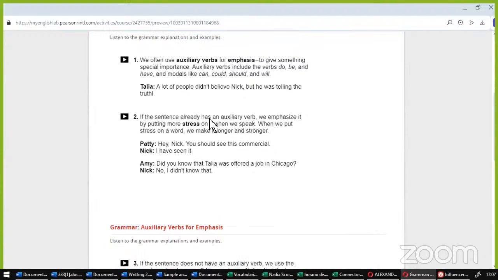We often use auxiliary verbs for emphasis to give something special importance. Auxiliary verbs include the verbs do, be, and have, and modals like can, could, should, and will. A lot of people didn't believe Nick, but he was telling the truth. If the sentence already has an auxiliary verb, we emphasize it by putting more stress on it when we speak. When we put stress on a word, we make it longer and stronger.